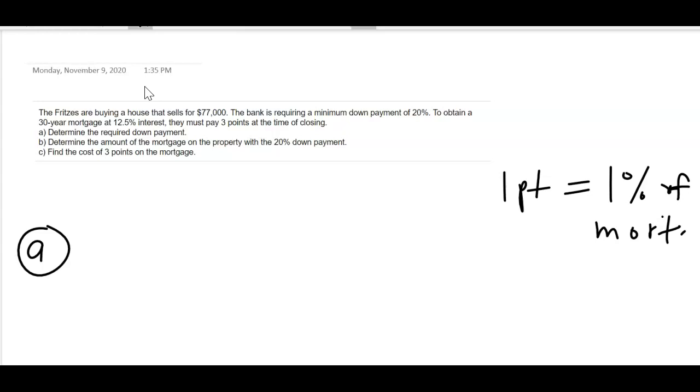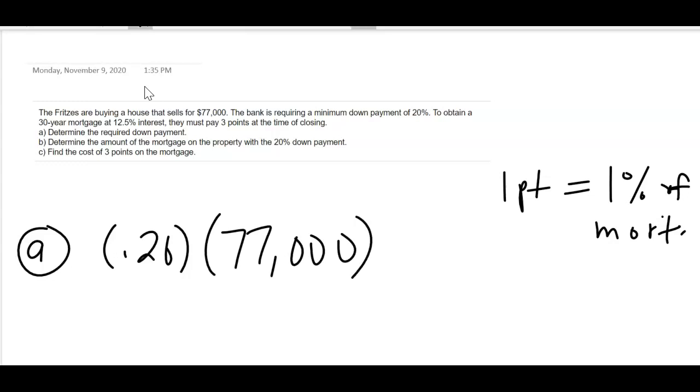So what we want to do is find the down payment, which is 20% of what? It's 20% of the price for which the house is selling for. So this is 77,000. So we want to do 20% of that. So 0.20 times 77,000, and that'll give us the down payment that they need to pay. And we get 15,400. Okay, so that's our down payment.